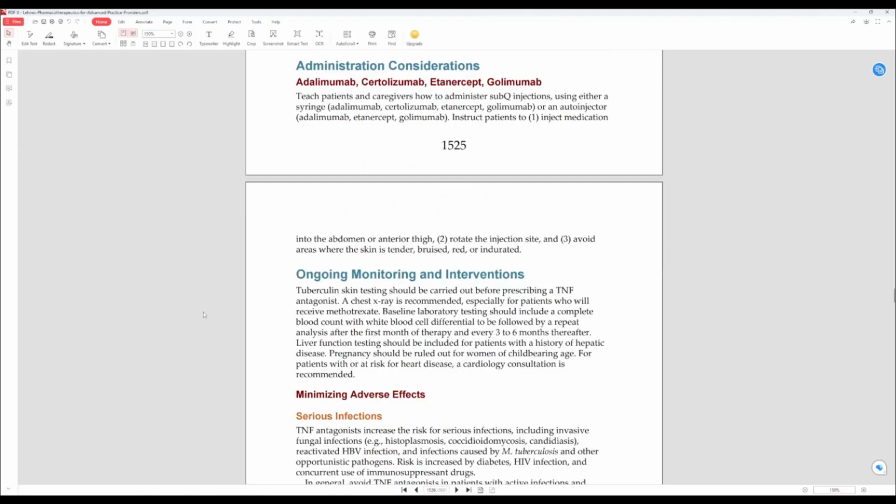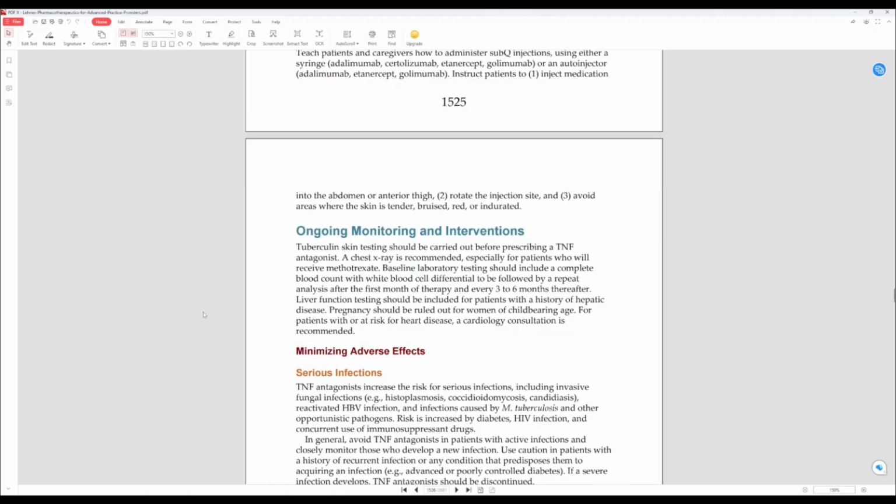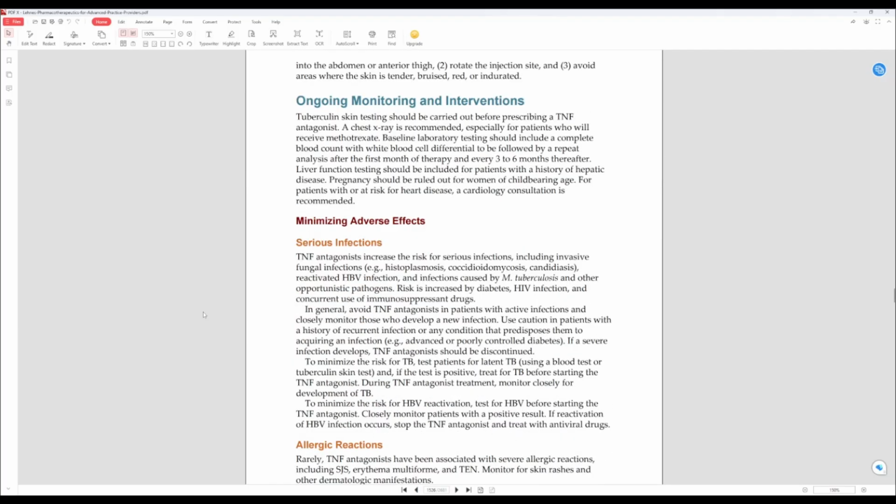Administration considerations. Adalimumab, certolizumab, etanercept, and golimumab: teach patients and caregivers how to give a sub-Q injection using either a syringe or an auto-injector. Instruct patients to inject medication into the abdomen or the anterior thigh. Teach them to rotate the injection site, and teach them to avoid areas where the skin is tender, bruised, red, or indurated. Other ongoing monitoring and interventions.